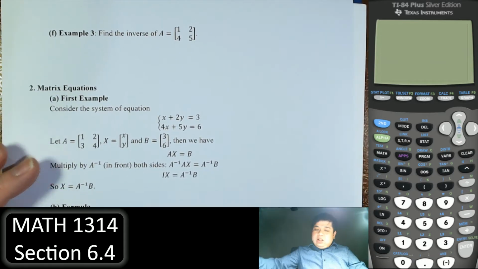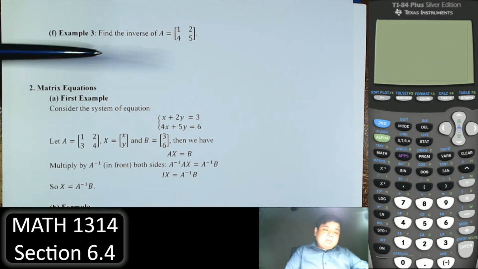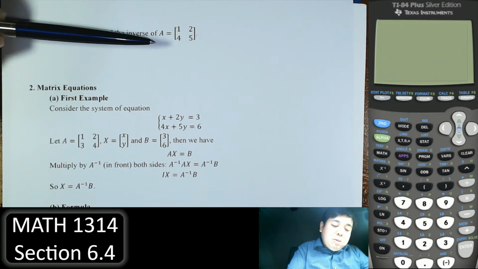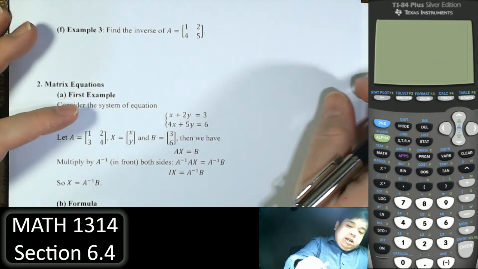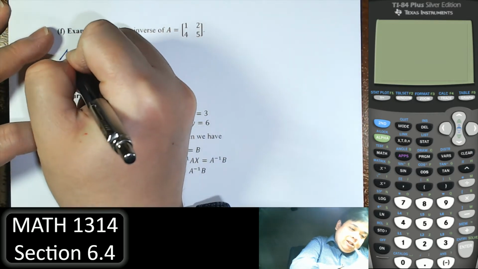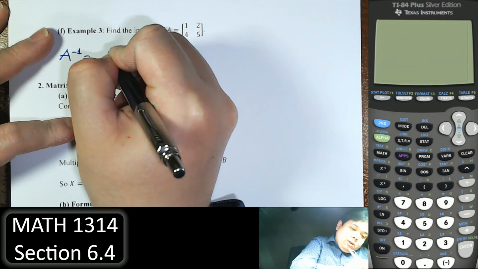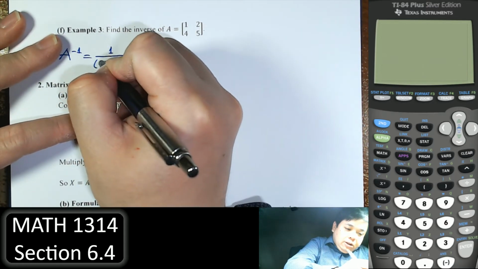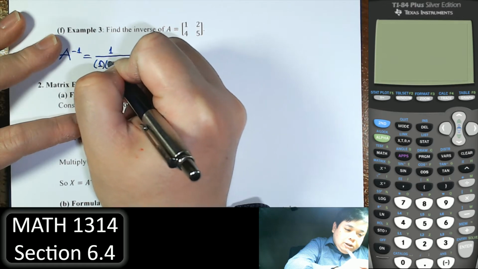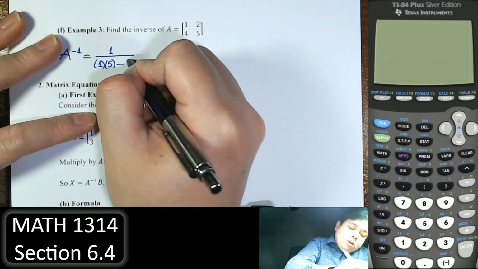Right, let's just take a look at the first example. Find the inverse of the matrix A: 1, 2, 4, and 5. So the inverse of A equals 1 over 1 times 5 minus 2 times 4.